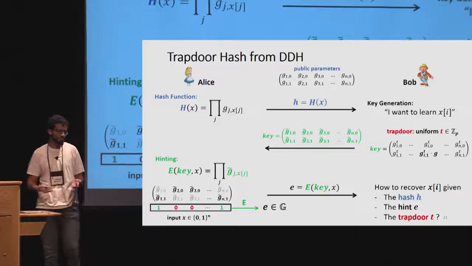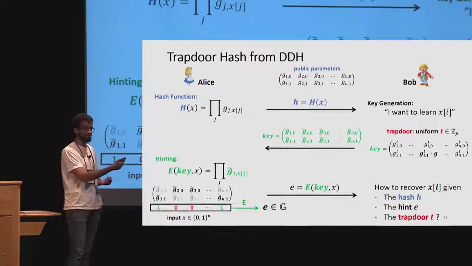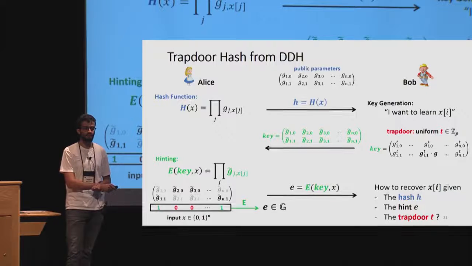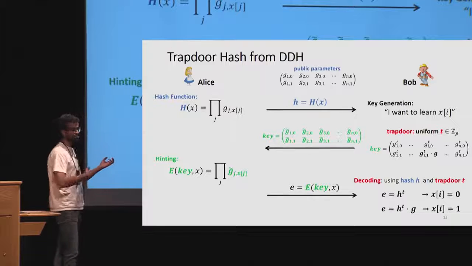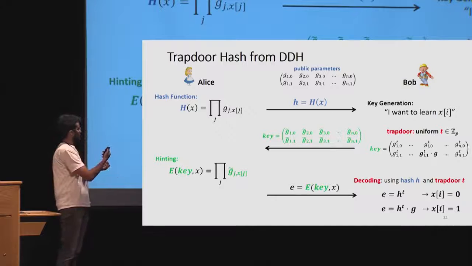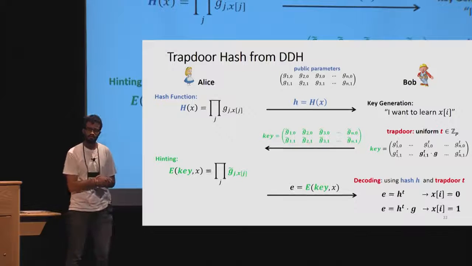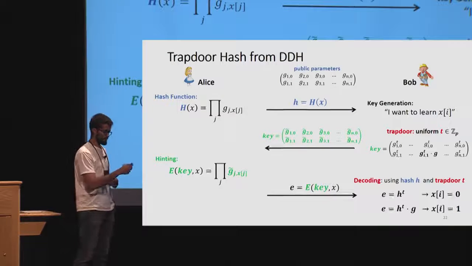And all that remains to show you is how Bob, given the hash h, the hint e, and the trapdoor, can recover the value of xi. And I claim that all Bob has to do is to compare e to h to the t and h to the t times g. And Bob can learn the value of xi according to this comparison. So if e is equal to h to the t, Bob can conclude that xi is 0, and otherwise he can learn that xi is actually 1. And I'm going to convince you now why this is actually true.